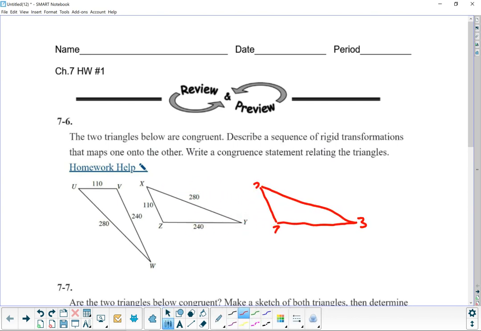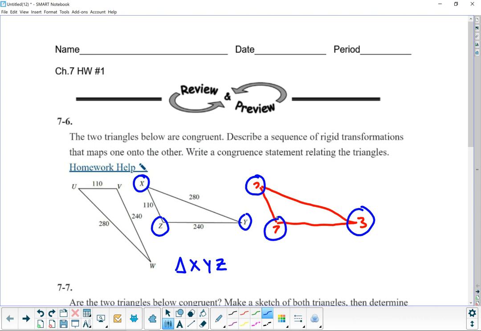So I'm going to start with X, Y, Z, just the way it is. Let's do this properly. Triangle XYZ, and I went from here to here to here. So I'm going to do the same thing: U, W, and V. My letters are a little bit weird because I flipped them and went sideways. So triangle XYZ is congruent to triangle UWV.